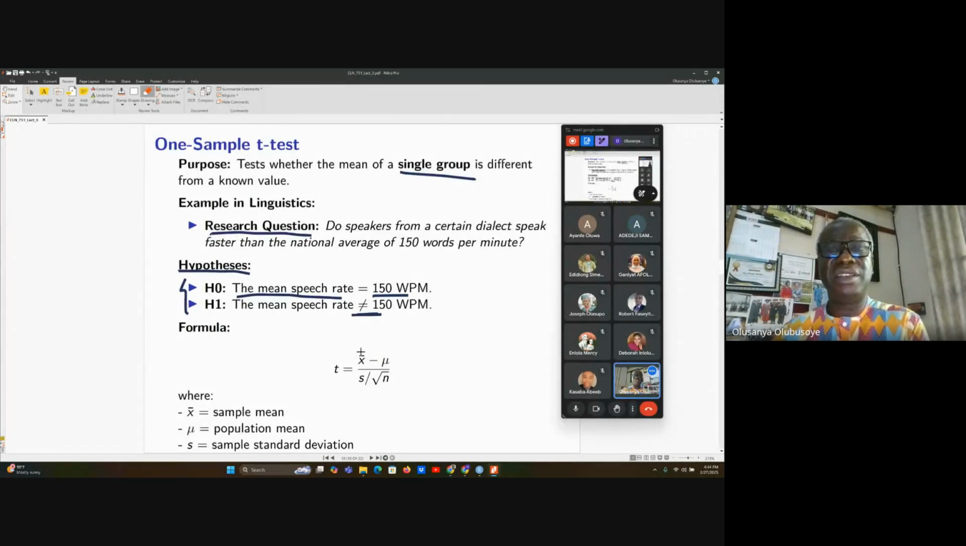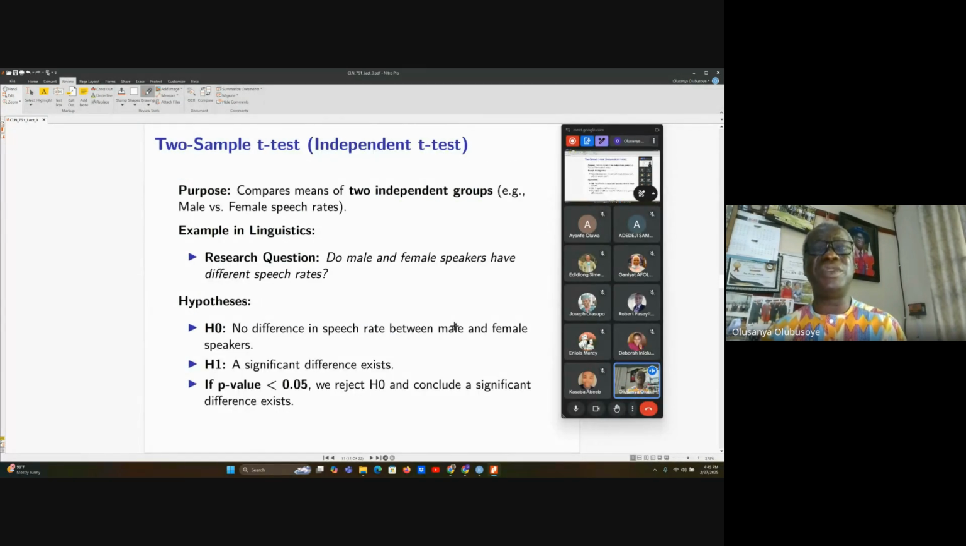The X bar is the mean from the sample that we have taken. The mu there is the population mean, which is the value that we hypothesized here. The S is the sample standard deviation. The N here is the sample size. So we can now compute that, and then we take a decision.